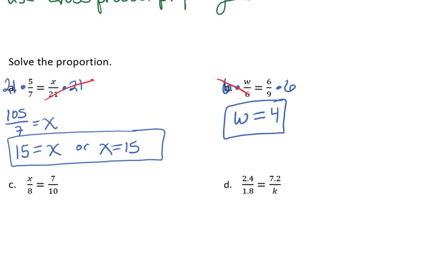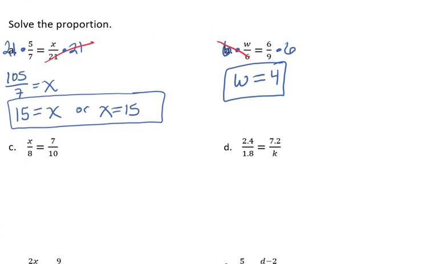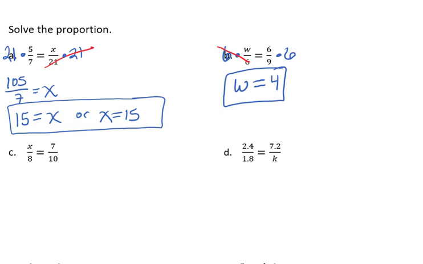Let's move on to another problem. Here we have x over 8 equals 7 over 10. So I'll use the multiplication property of equality again here, and I will multiply both sides by 8. So again, I'll be able to cross off my 8's on the left, leaving me with x equals a reduced fraction of 28 over 5.